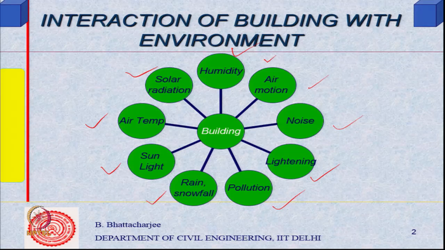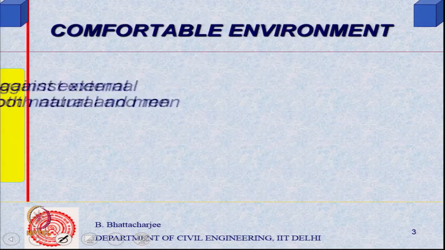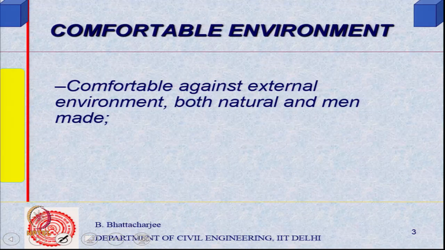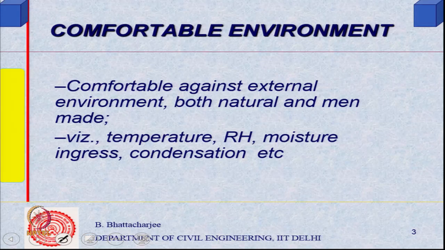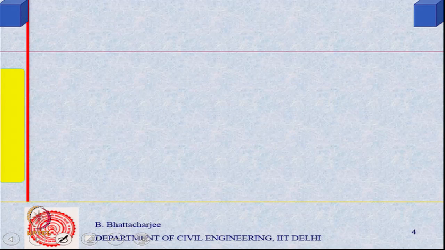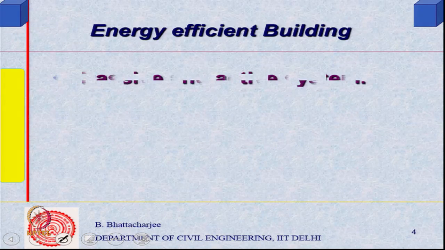Some of them are man-made, most of them are natural. This might be somewhat man-made, but others are natural. So, it must provide a safe and comfortable environment against the external environment, both natural and man-made. That is what we have seen. Temperature, relative humidity, moisture, condensation, etc., against all of them it must protect.